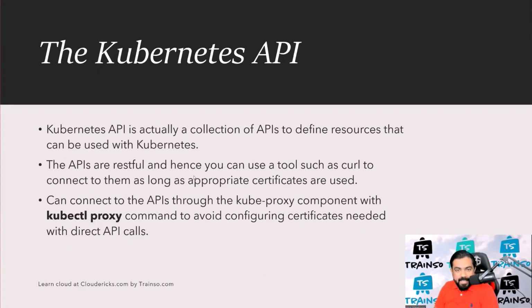The Kubernetes API. The Kubernetes API is actually a collection of APIs to define resources that can be used within Kubernetes. The APIs are RESTful, and hence you can use a tool such as curl to connect to them as long as appropriate certificates are used. You can connect to the APIs through the kube proxy component with the kubectl proxy command to avoid configuring certificates needed with the direct API calls.